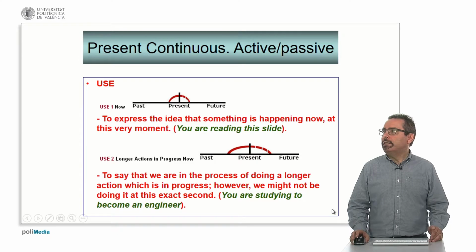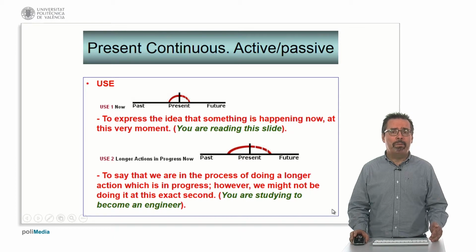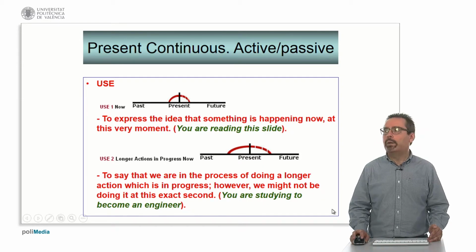The use of the present continuous. The present continuous normally is to express the idea that something is happening now at the very moment of speaking. And also to say that something is in the process of being done, a longer action which is in progress. Sometimes, we might not be doing this at this specific time. For example, you are studying to become an engineer, not specifically now. You may not be studying at the moment. In the first example, you are reading this slide. It's something you are doing at the moment of speaking.